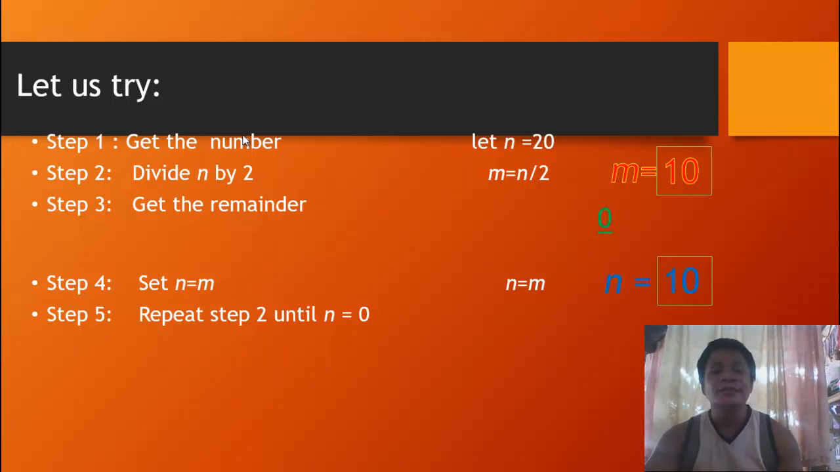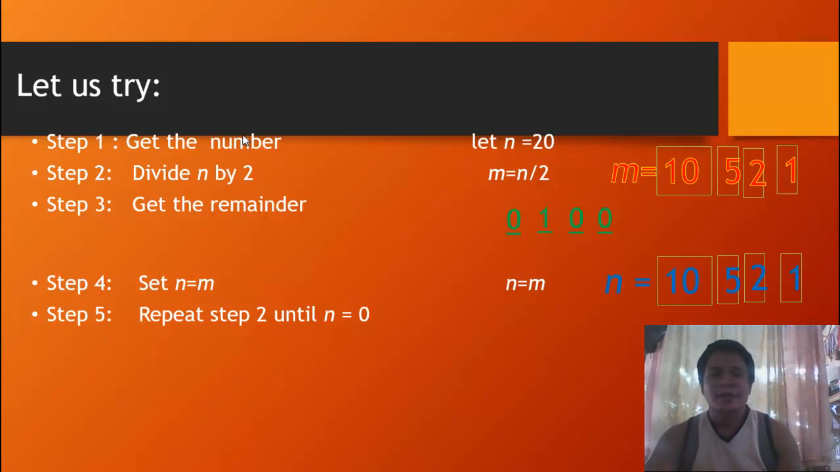Since n is not equal to 0, it goes back to step number 2. 10 divided by 2 is 5, and the remainder is 0. And since n is equal to m, then n is equal to 5. Then 5 divided by 2, we have 2. The remainder is 1, and n is equal to 2. 2 divided by 2 is equal to 1. The remainder is 0, and n is equal to 1.